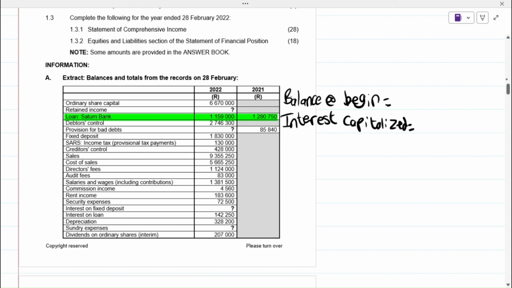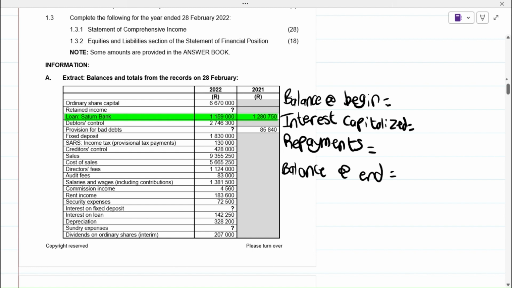And then I will have my repayments now. So these are usually my monthly repayments, which are inclusive of interest, right? So the interest is included within my repayments. And then lastly, I will have my balance at the end of the year. So okay, let's just dive into it.